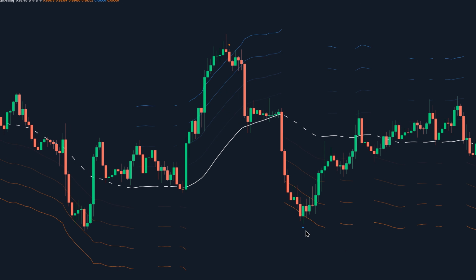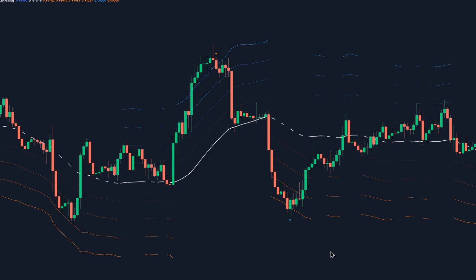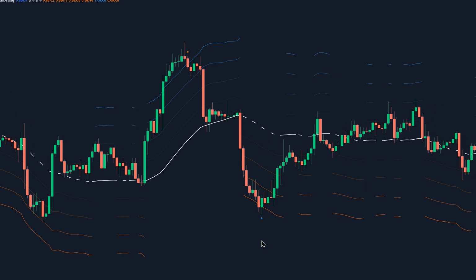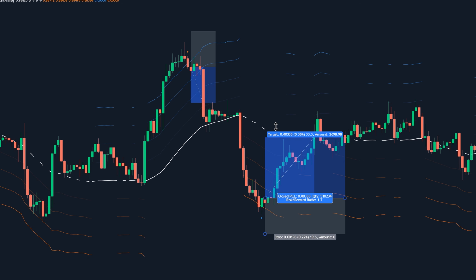We also have reversal signals, which are these blue and orange dots at the bottom and top of the Keltner channels. The reversal signals are going to be used to indicate when the market is about to change direction, giving you an opportunity to buy low or sell high. This is a bearish reversal signal, which means whenever you see this, you might want to consider taking short positions. On the other hand, this is a bullish reversal signal. Whenever you see this, you might want to consider taking long positions.